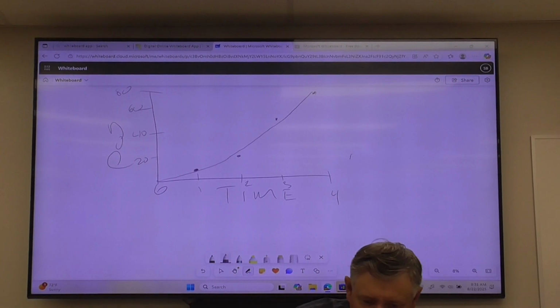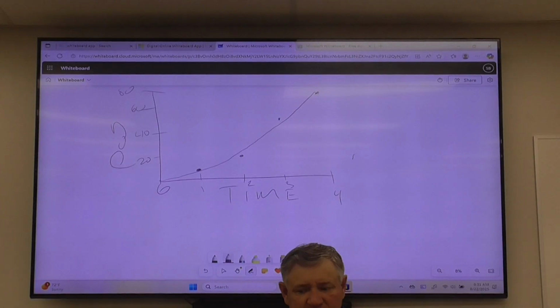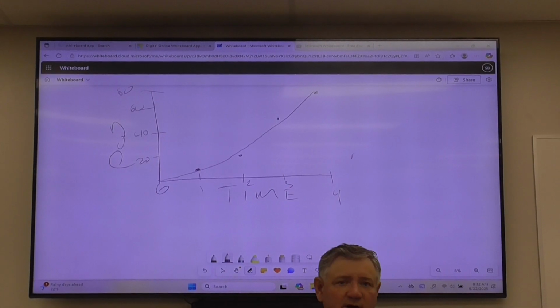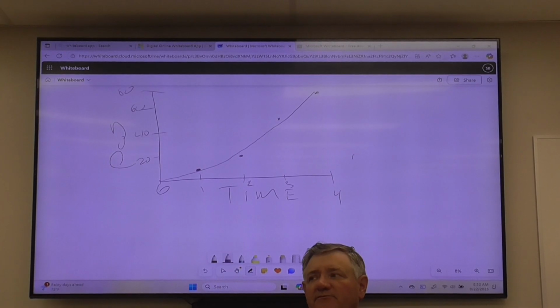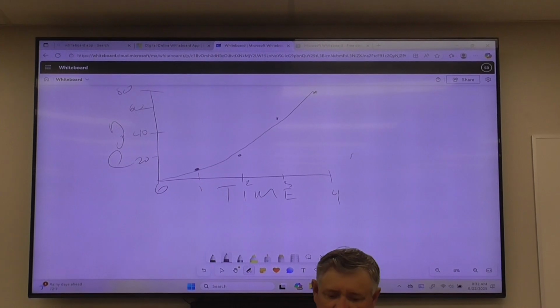All right, so let's talk about that next graph. There are three main graphs that we use to describe motion. One is a position time graph, one is a velocity time graph, one is an acceleration time graph. Time on any of these graphs, you do not have to guess. Time always goes on the x-axis. Time is never going to go on the y-axis. Don't have to think about that.